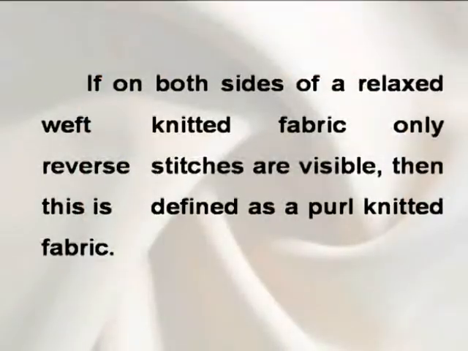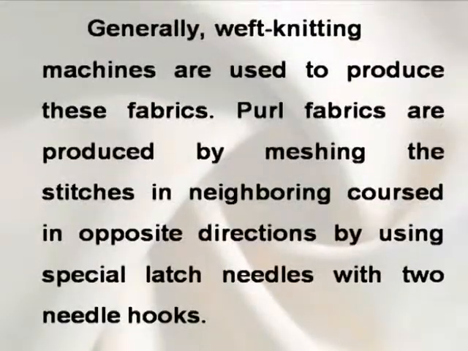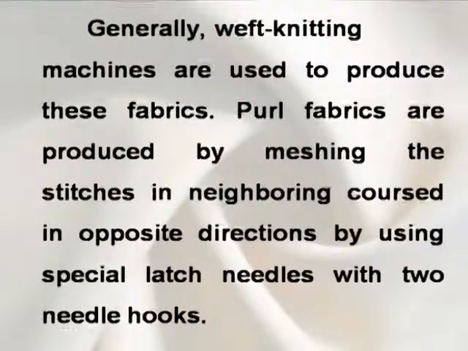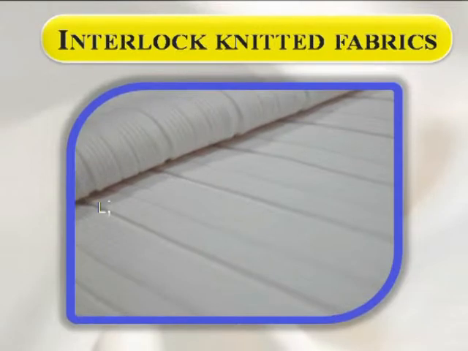Purl knitted fabrics. If on both sides of the relaxed weft knitted fabric only reverse stitches are visible, then this is defined as a purl knitted fabric. Generally, weft knitting machines are used to produce these fabrics. Purl fabrics are produced by meshing the stitches in neighboring courses in opposite directions by using special latch needles with two needle hooks.